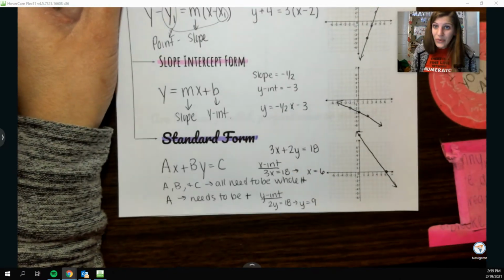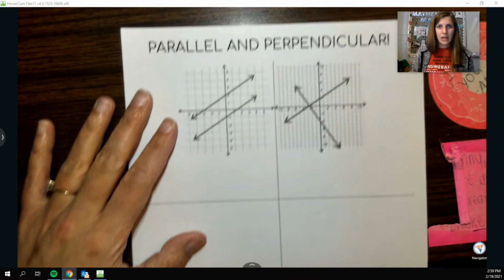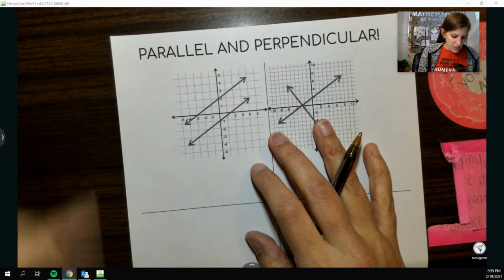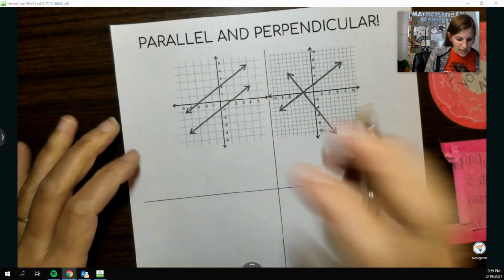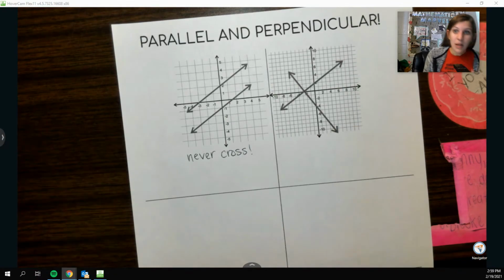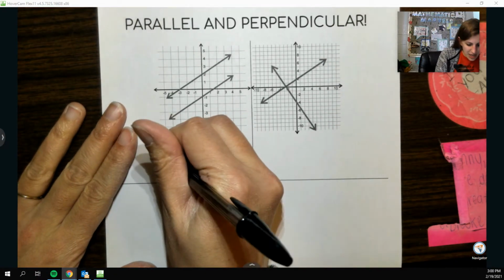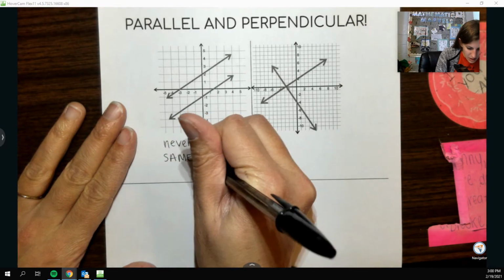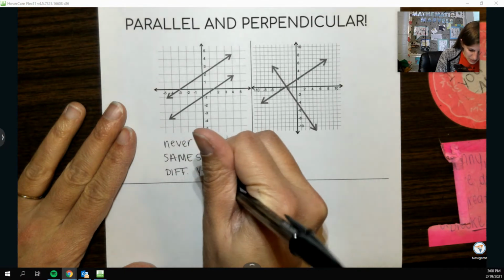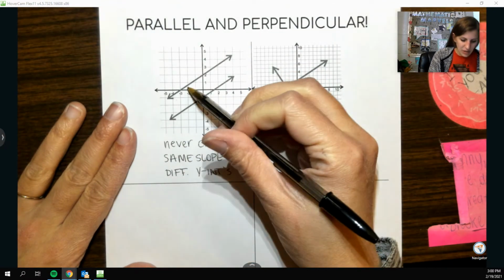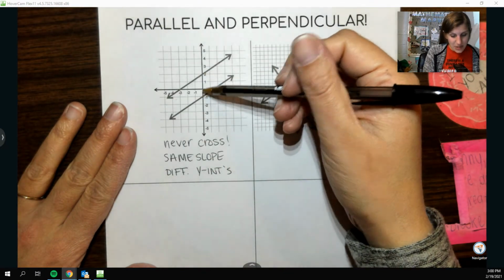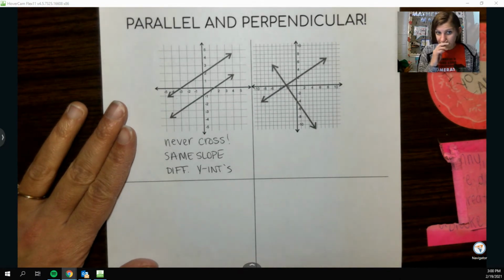Then, after we talked about all the forms, we also really talked about parallel and perpendicular lines a lot, and those are really important too. So with parallel lines, these are lines that never cross or never touch, but more importantly, they have the same slope and different y-intercepts. They are traveling at the same speed so that they can't touch each other. And they have to have different y-intercepts, again, so that they're not touching each other.